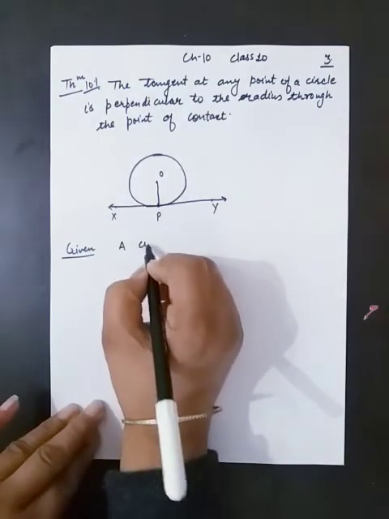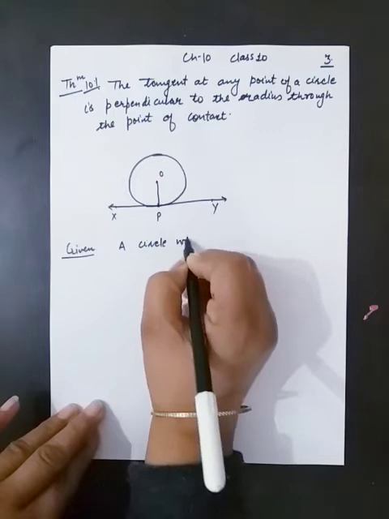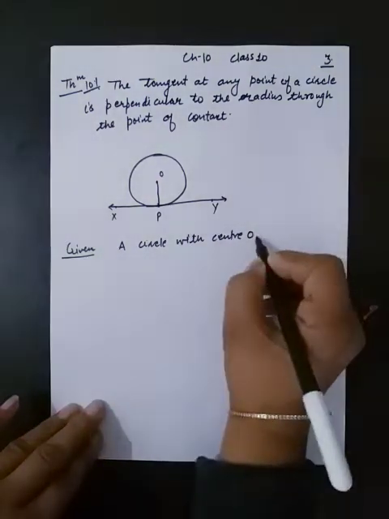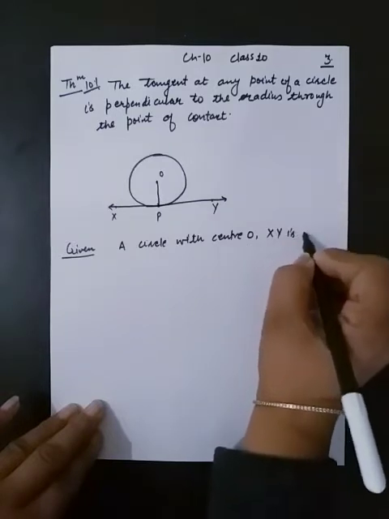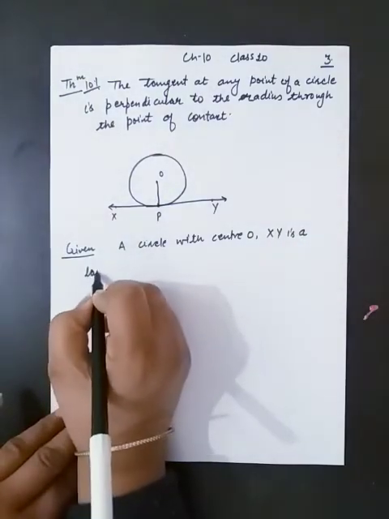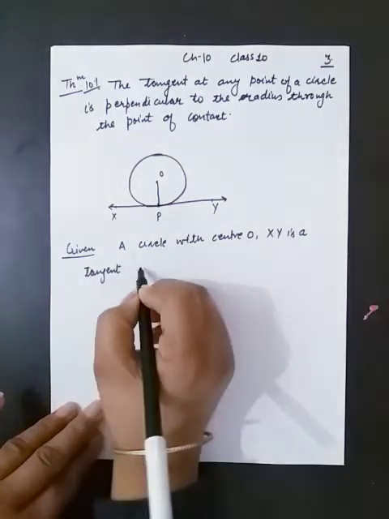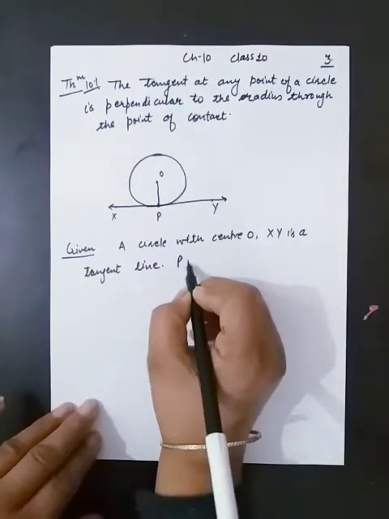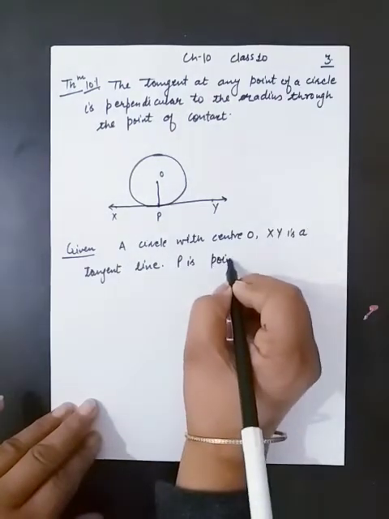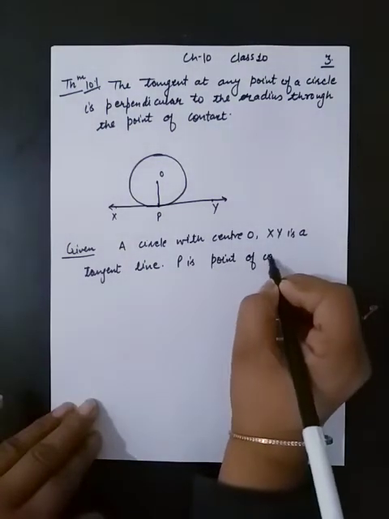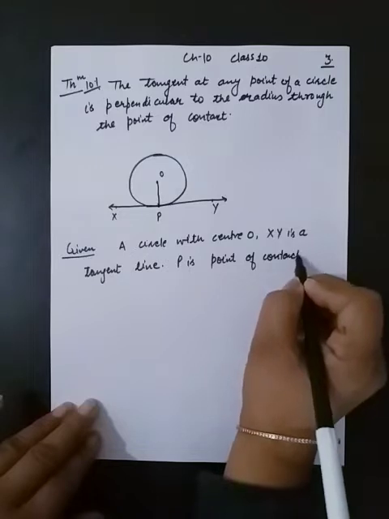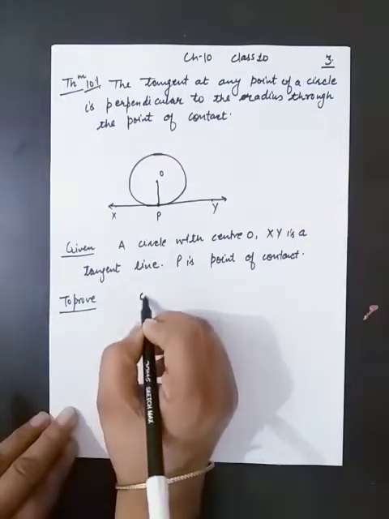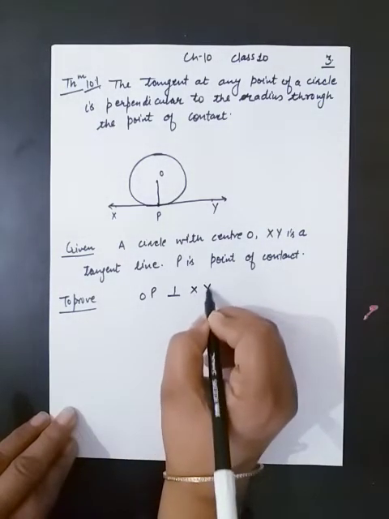A circle with center O. XY is a tangent line. P is the point of contact. To prove: OP is perpendicular to XY.